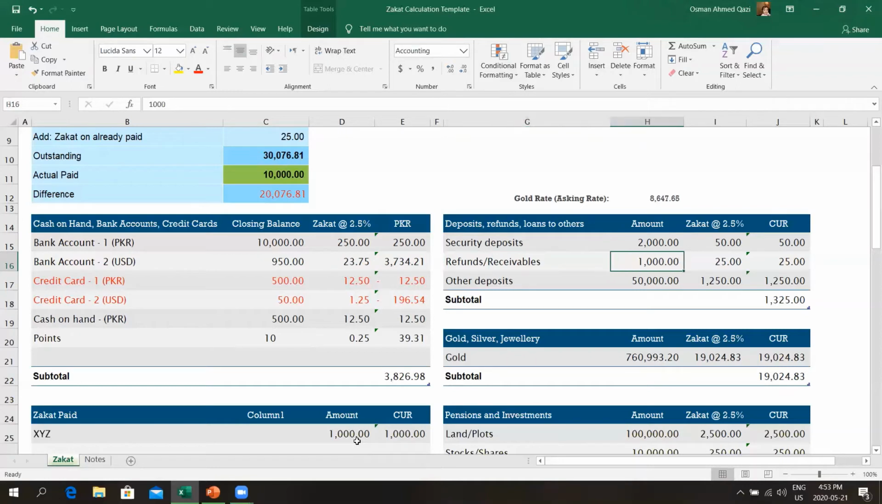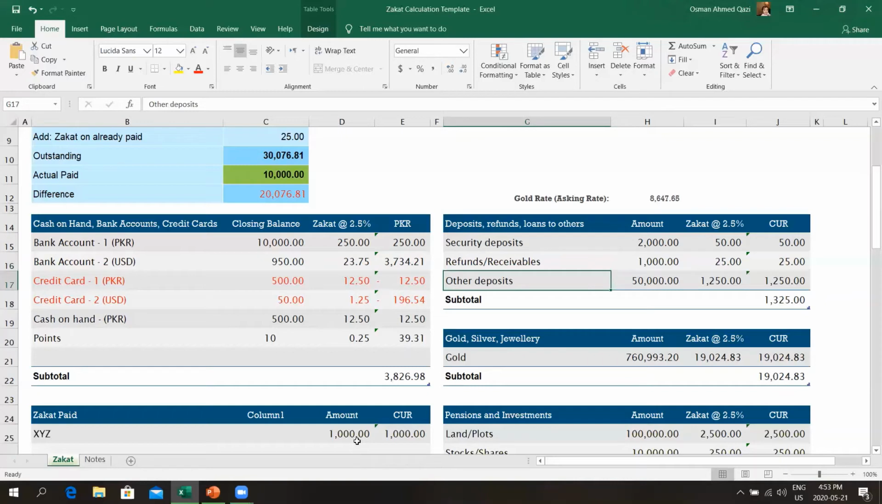But where you're sure, if the other person is committed and they're going to give it back to you soon and you're expecting it, then you should include it, because again, that's like a security deposit. It's a loan that the person needs to get back to you. Now let's say other deposits.